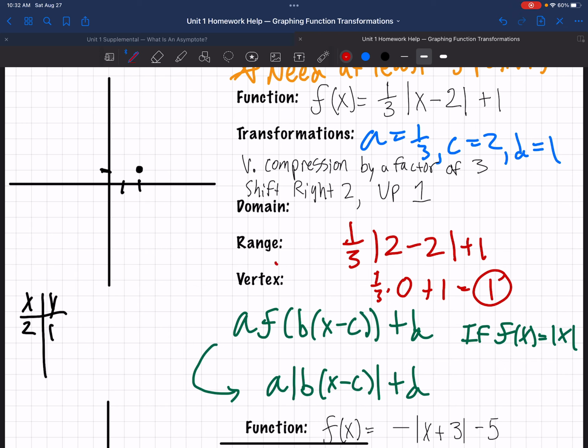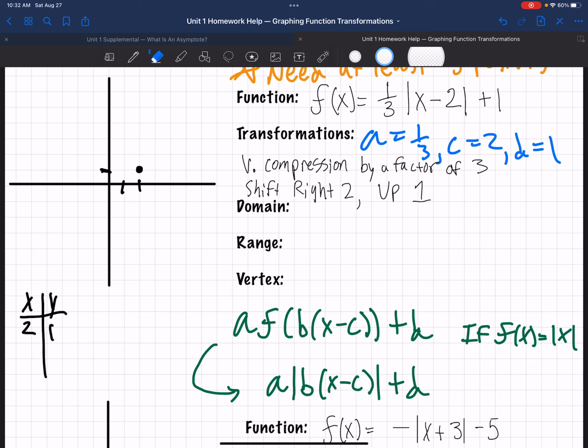Maybe I should have written this. f of 2. Notice I'm replacing this x value with 2. Okay, I plugged in 2, and I just chose to do that. Okay, and that gets me the vertex. Okay, let's erase that. Let's plug in another point.